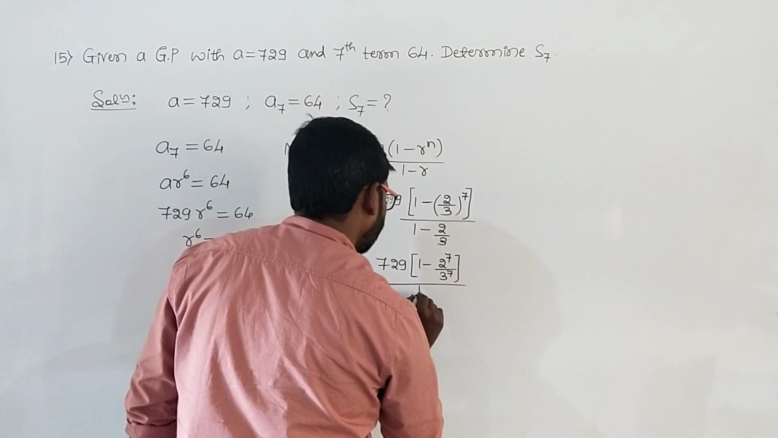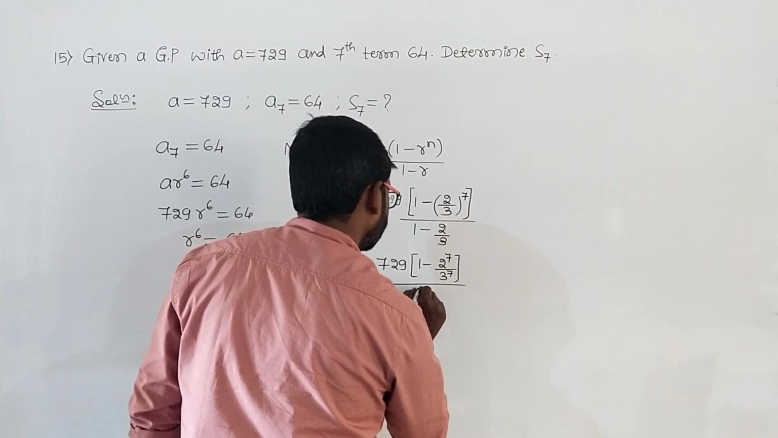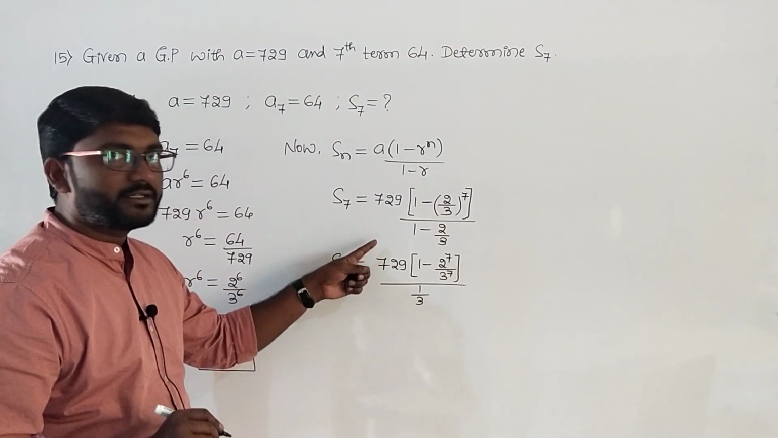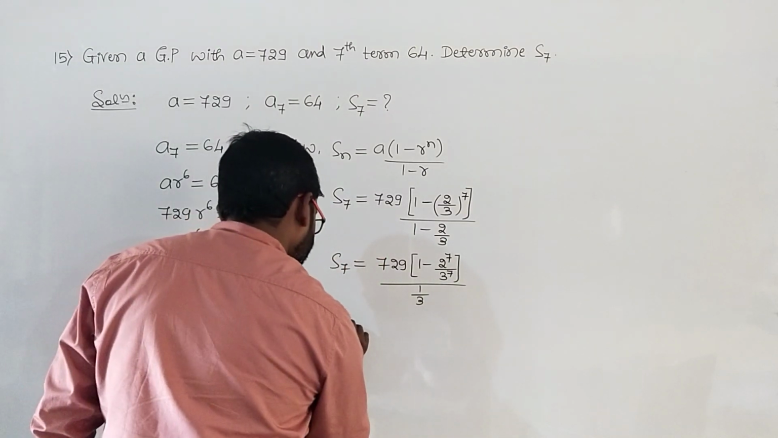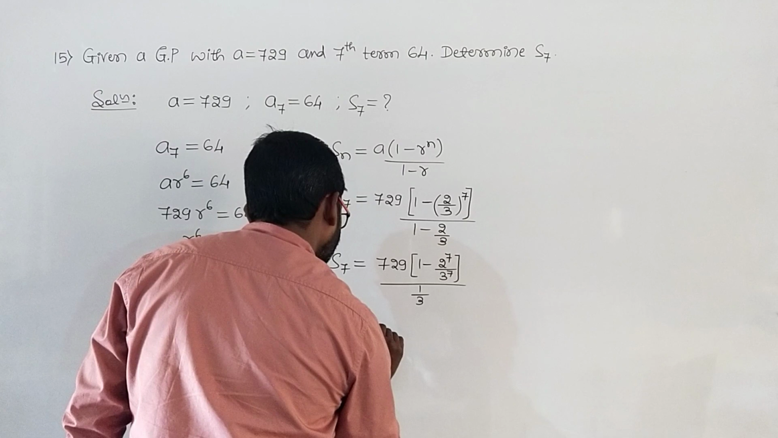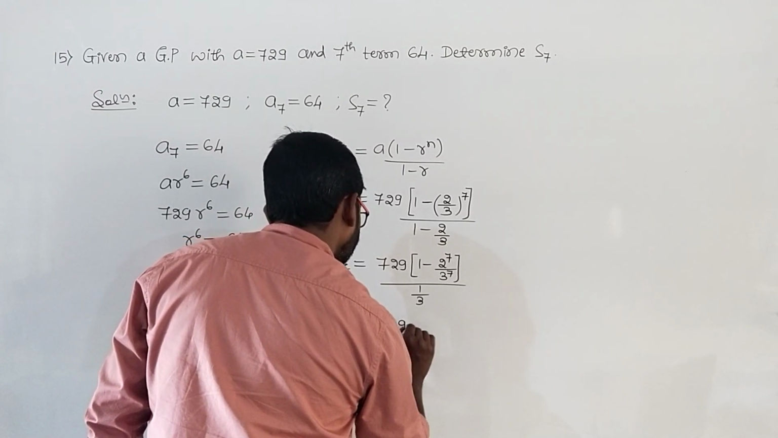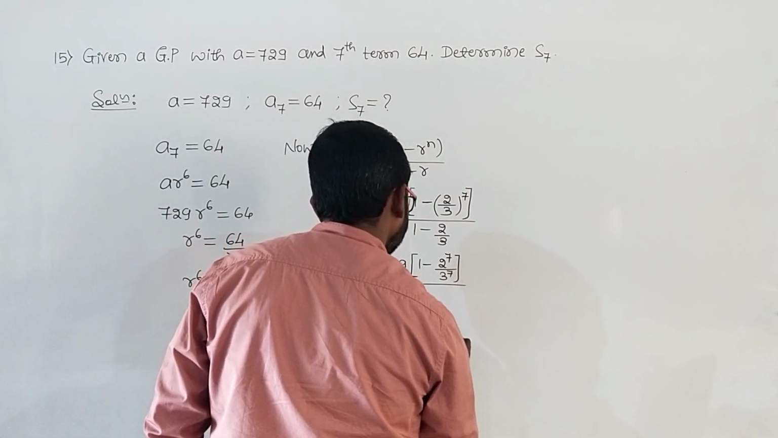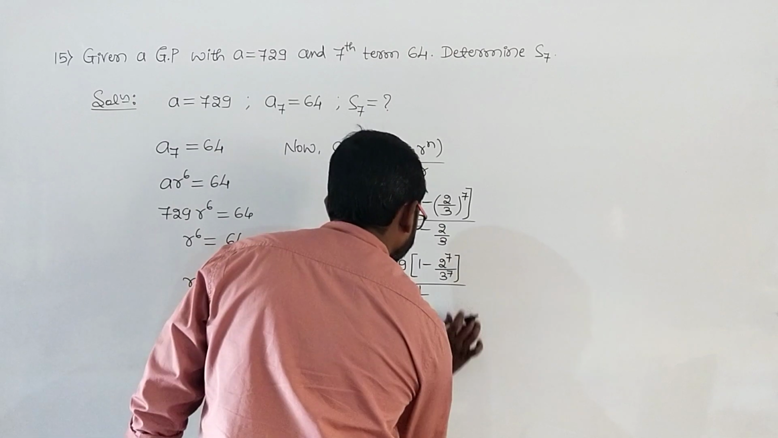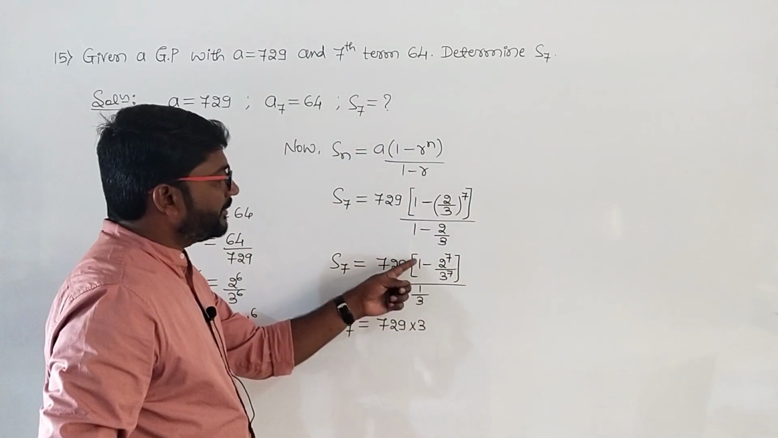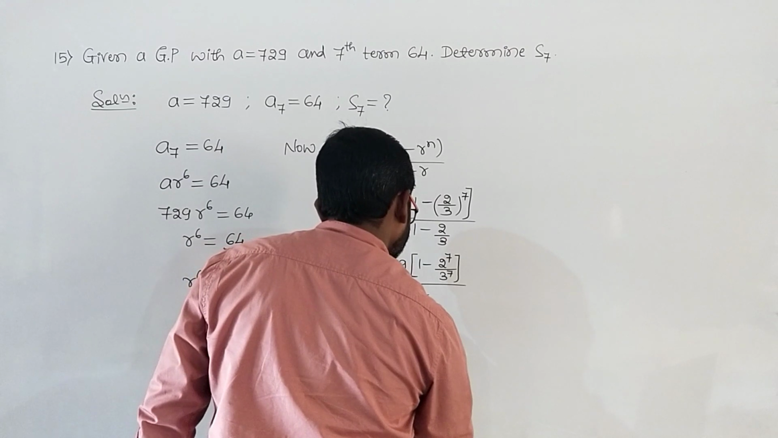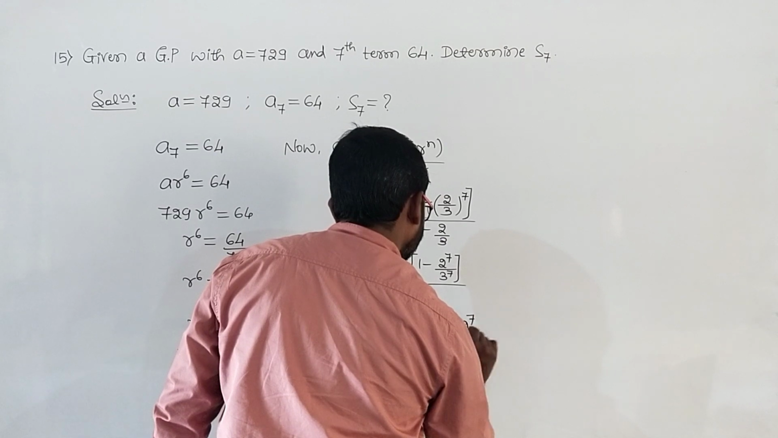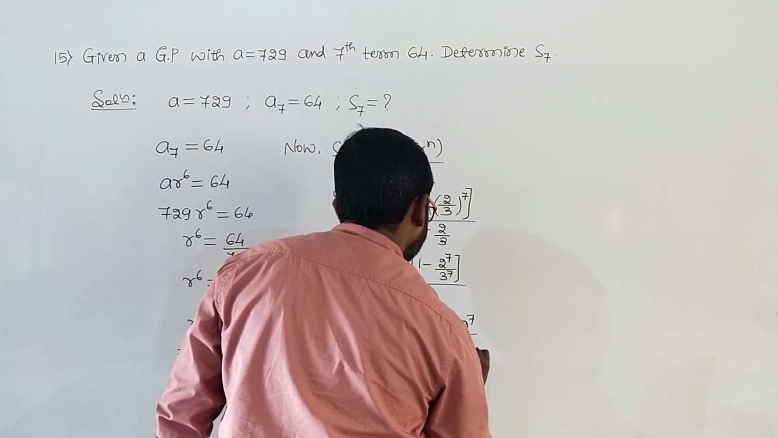So 1 divided by 3, overall you get 1 by 3. In the next step, this 3 goes to the numerator, it will be multiplied with 729. S7 is equal to 729 into 3 into, write this term as it is, or else take up the LCM. Here 3 raised to 7 will be multiplied with 1, you get 3 raised to 7, 3 power 7 minus 2 power 7 divided by 3 power 7.